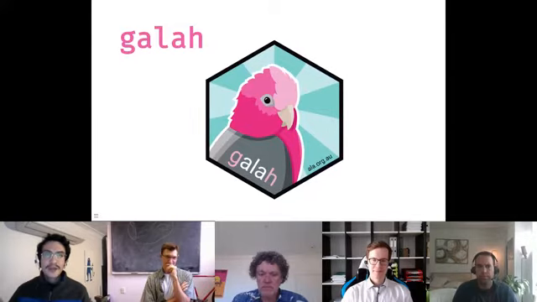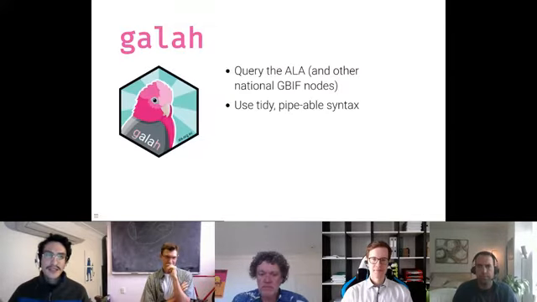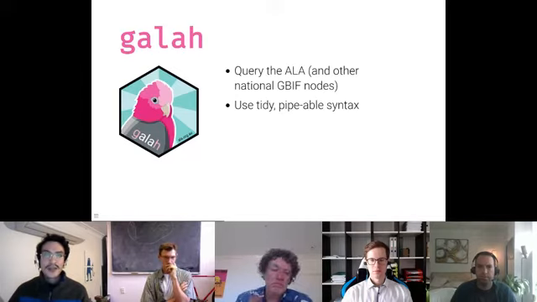galah improves on previous R packages in two ways. galah queries a national biodiversity database, which at the time was the first one to do so. And it is flexible enough to even work with other national databases, which I'll come back to at the end. And somewhat accidentally, we realized that filtering a query works a lot like filtering a data set, and the galah package builds queries in a tidy and pipeable way.